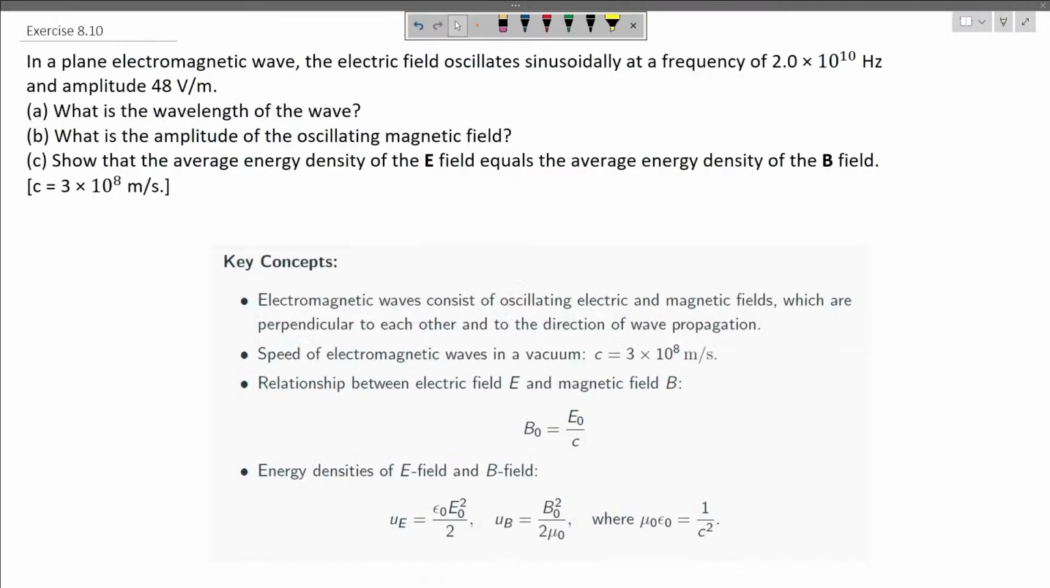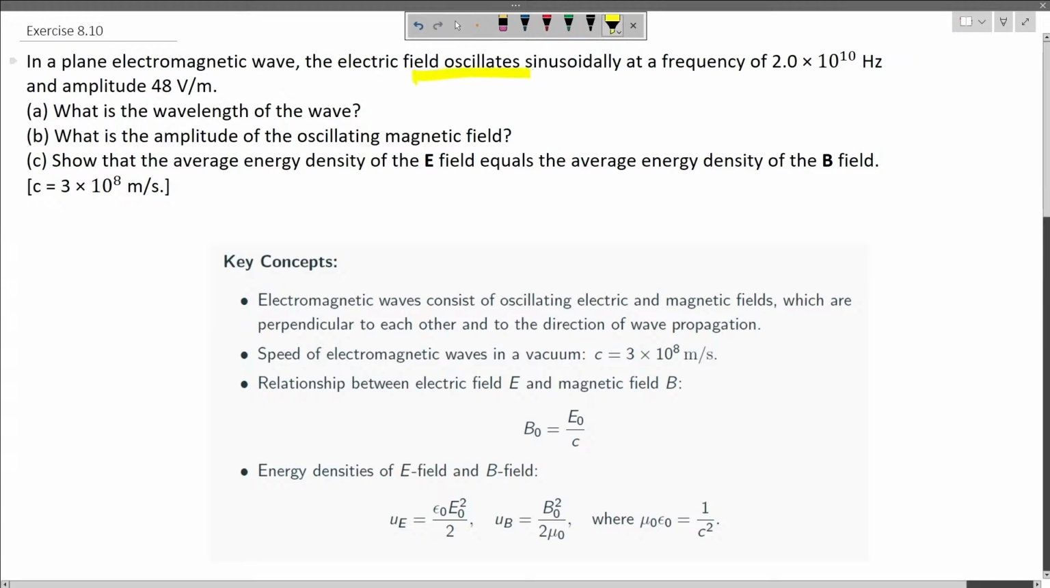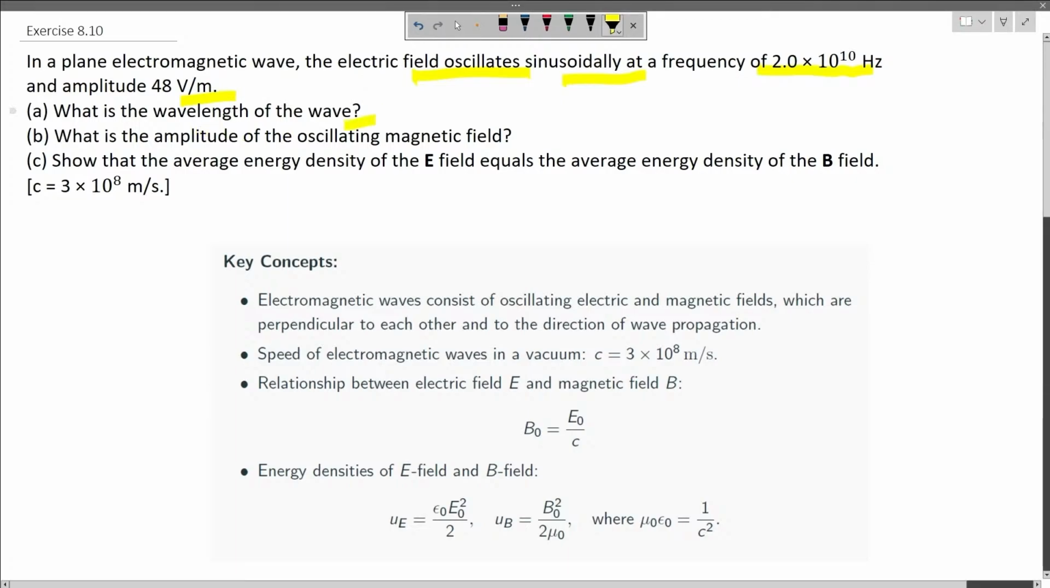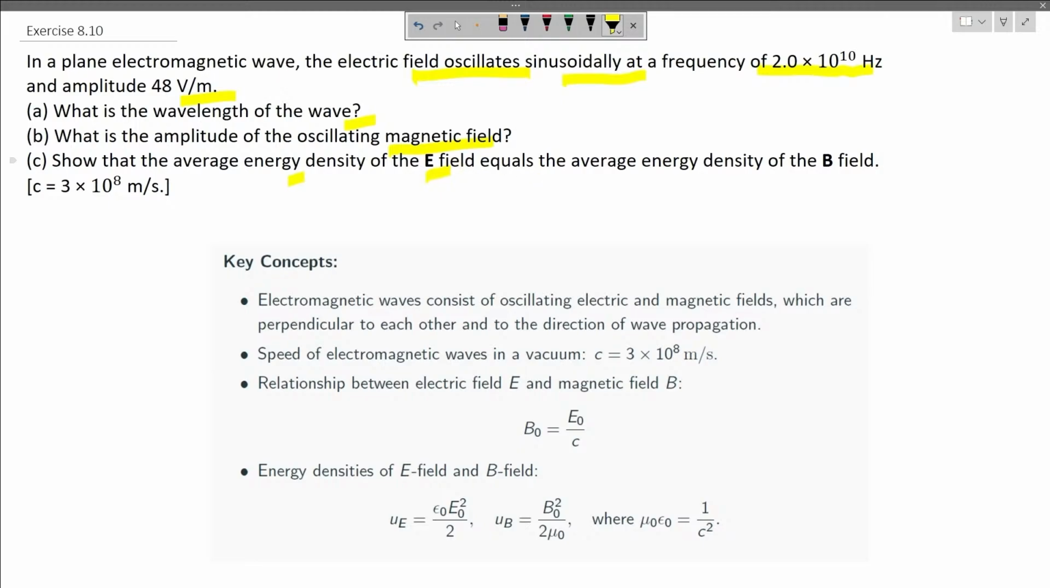The question says that in a plane electromagnetic wave, the electric field oscillates sinusoidally at a frequency of 2 into 10 to the power 10 hertz and an amplitude of 48 volt per meter. What is the wavelength of the wave, and what is the amplitude of the oscillating magnetic field? Show that the average energy density of the electric field equals the average energy density of the magnetic field.